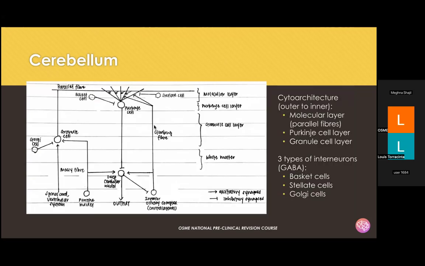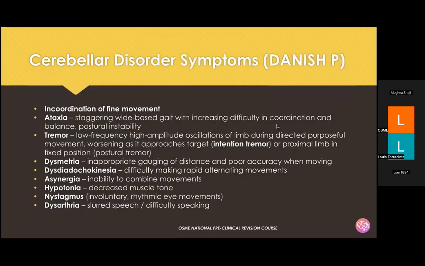Here is a cerebellar pathway. You're welcome to draw it out for yourself. For sake of time, I won't go too much into the detail, but there are 3 types of interneurons: basket cells, stellate cells, and Golgi cells. And I think it's more important to really get set in your mind what cerebellar signs look like and what a patient will present with, as well as the anatomy.